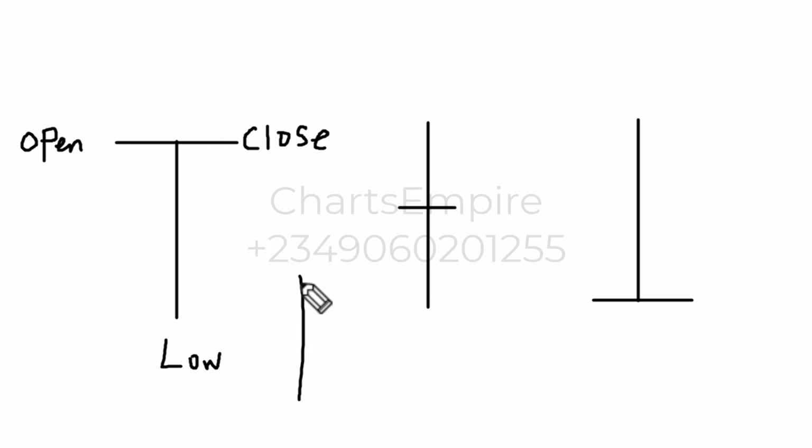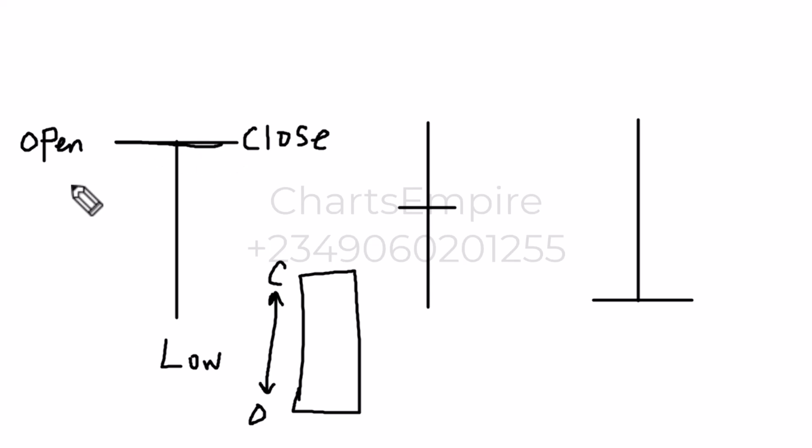Or like a candlestick like this, whereby we have open at the bottom, close at the top. You can see there is a difference between the open and close. The close is at the top, the open is at the bottom. But right here, both close and open are at the same level.